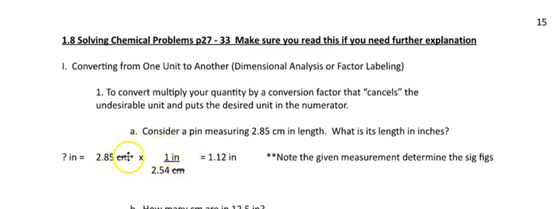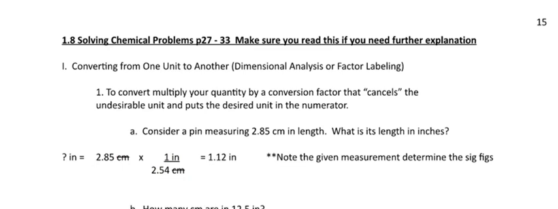Okay, so the centimeters cancel out, leaving you only inches on top. Well, hey, that's what you want, inches right here. And so life is good. And since it's in the denominator, 2.85 is going to be divided by 2.54, and you get 1.12. Notice the given measurement determines the sig figs. This is unlimited, remember, infinity if you will. So you don't use your sig figs here. It's a definition. You only use your sig figs here. So I have 3 sig figs. My answer is 3 sig figs.